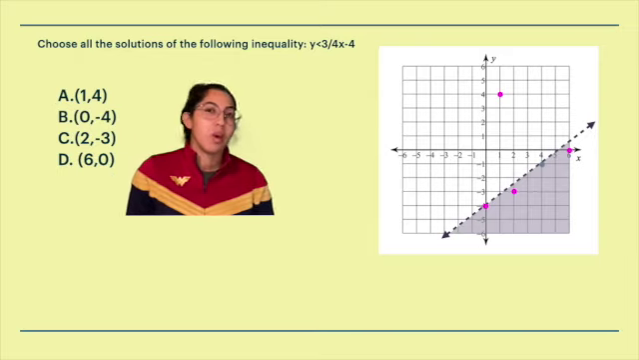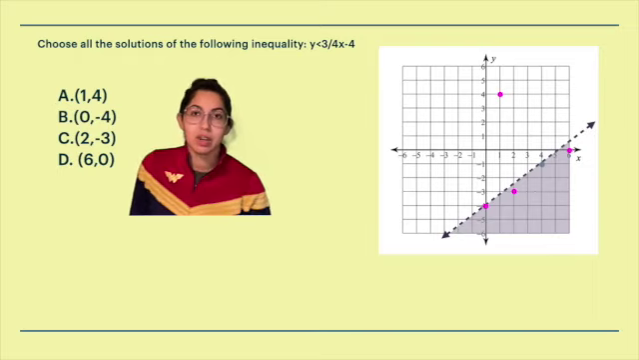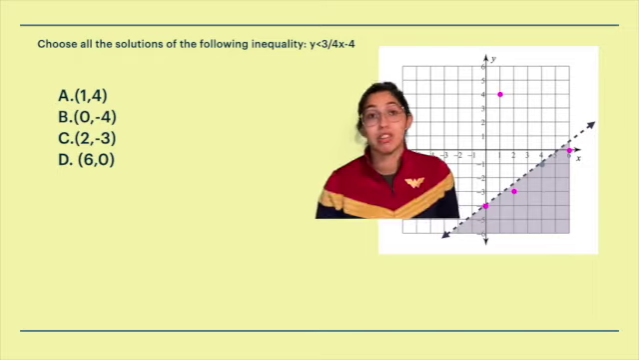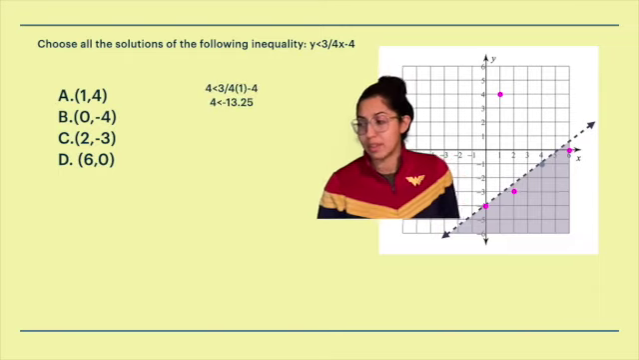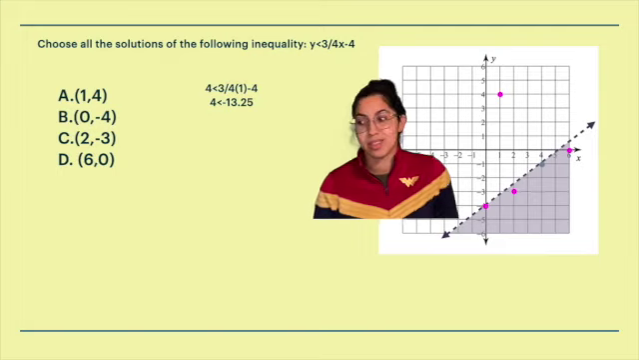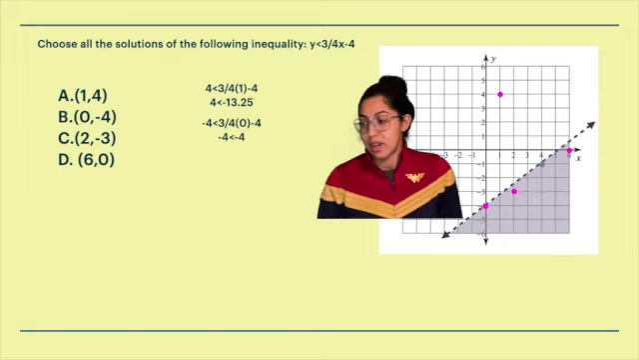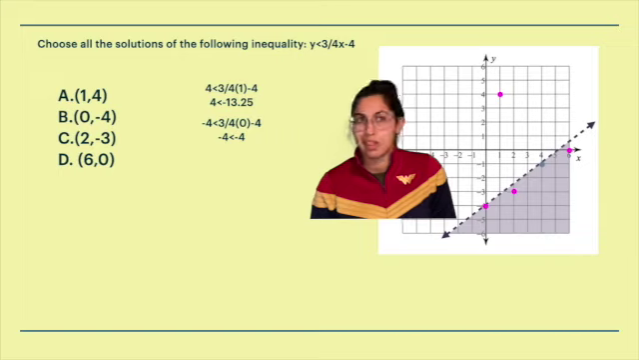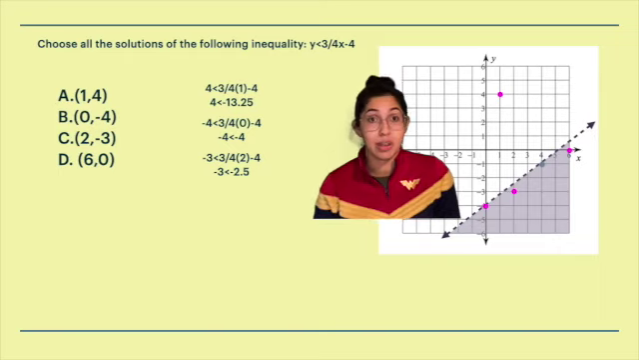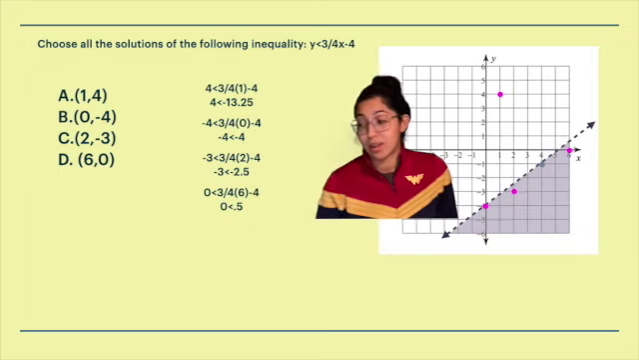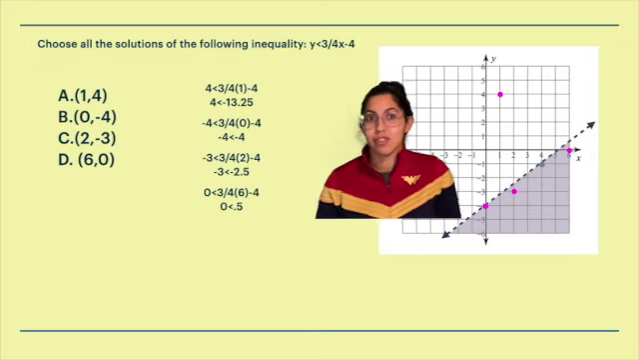Now, if you wanted to do this without graphing, there is a way you could do that. You plug the point into your inequality and just see which one gives you a true or false statement. So this first one, we would get 4 is less than -13.25, which is not true. Next one, -4 is less than -4, not true. -4 is equal to -4. Next, -3 is less than -2.5. This is true. -3 is smaller than -2.5. And last, 0 is less than 0.5. That is a true statement.